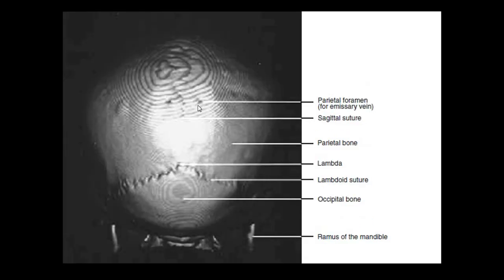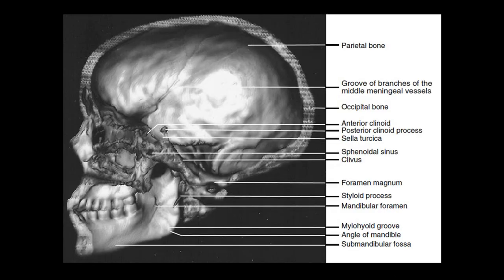This is a superior view. You can see parietal foramen for emissary veins. This is a small vein that drains the scalp to the superior sagittal sinus. See the sagittal suture, lambdoid suture, parietal bones, and occipital bone. Here we can see a part of the ramus of mandible.